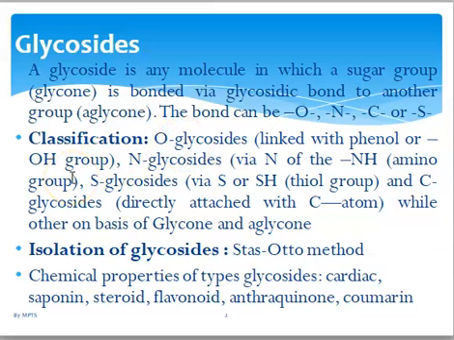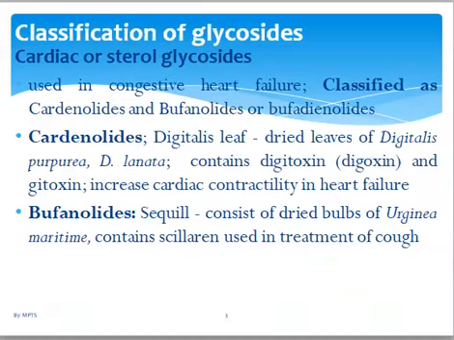Now, the isolation technique of glycosides is the Stas-Otto method, which we will explain later on. I think it is in our preceding discussions. Chemically, we have the cardiac, saponin, steroid, flavonoid, anthraquinone, and coumarin glycosides. These are also a way of classifying them, and form a basis of classification, because these are the different classes of glycosides. Now, let us go to the glycosides based on the above.